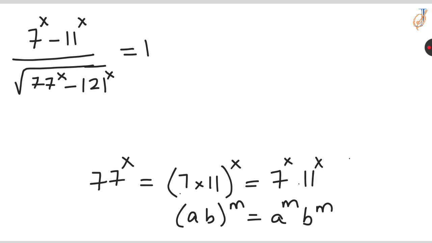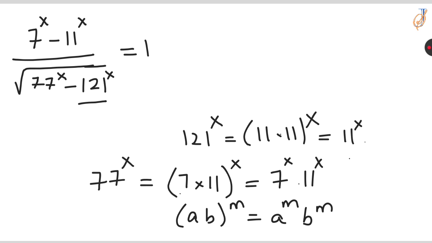And now observe the 121. We can write 121 as 11 times 11, so we can write it as 11 raised to the power of x times 11 raised to the power of x. So instead of 77 raised to the power of x minus 121 raised to the power of x, we can write this as 7 raised to the power of x times 11 raised to the power of x minus 11 raised to the power of x times 11 raised to the power of x.